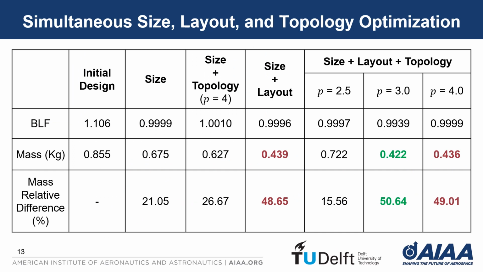The result summary is shown here. It can be concluded that the lowest optimal mass is achieved through the simultaneous size, layout, and topology optimization while using a penalization factor of 3. In comparison to the initial design, a mass reduction of about 51% is achieved. This reinforces our previous conclusion that the lower optimal mass can be ensured while using a penalization factor of either 3 or 4.